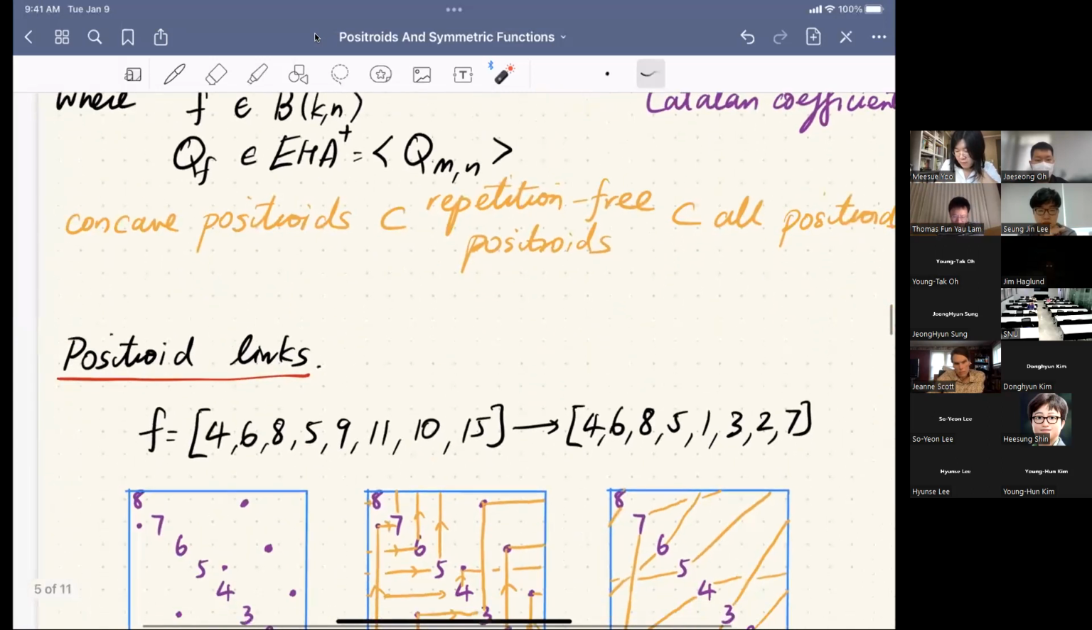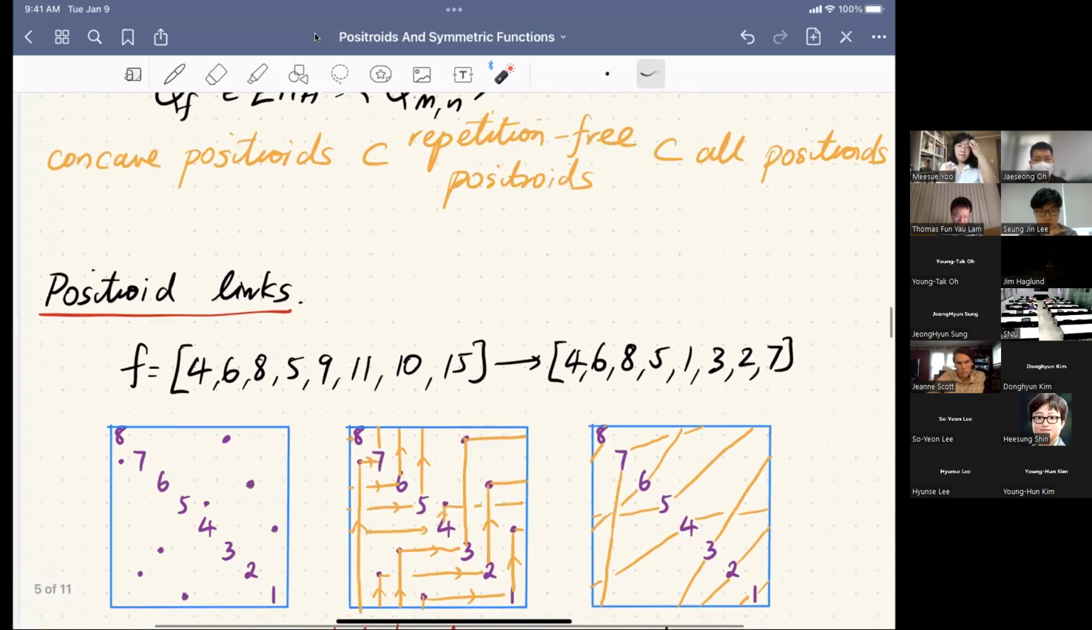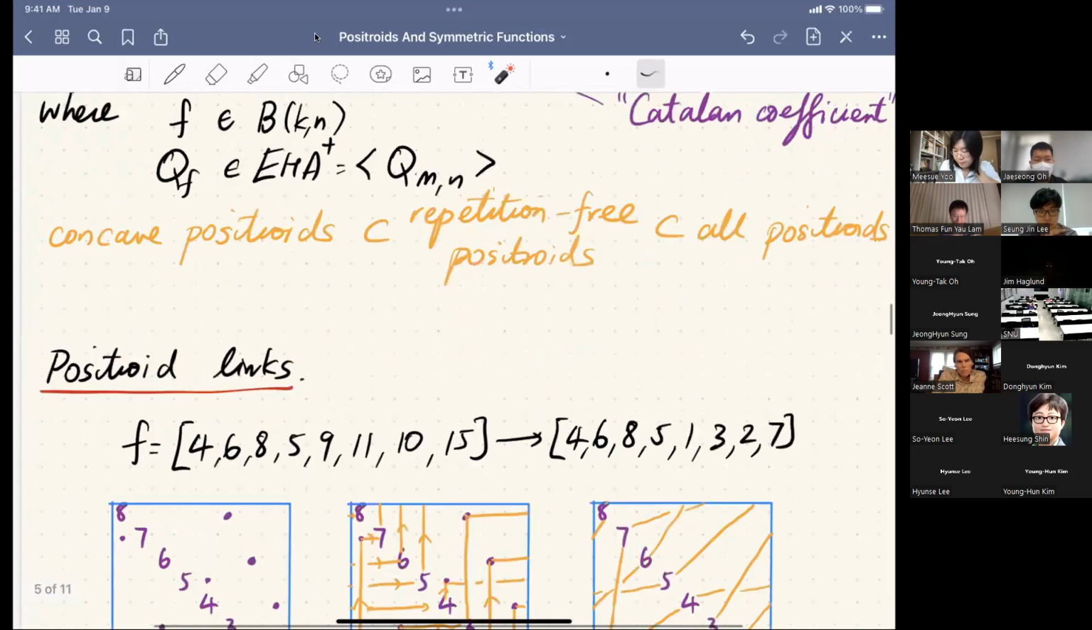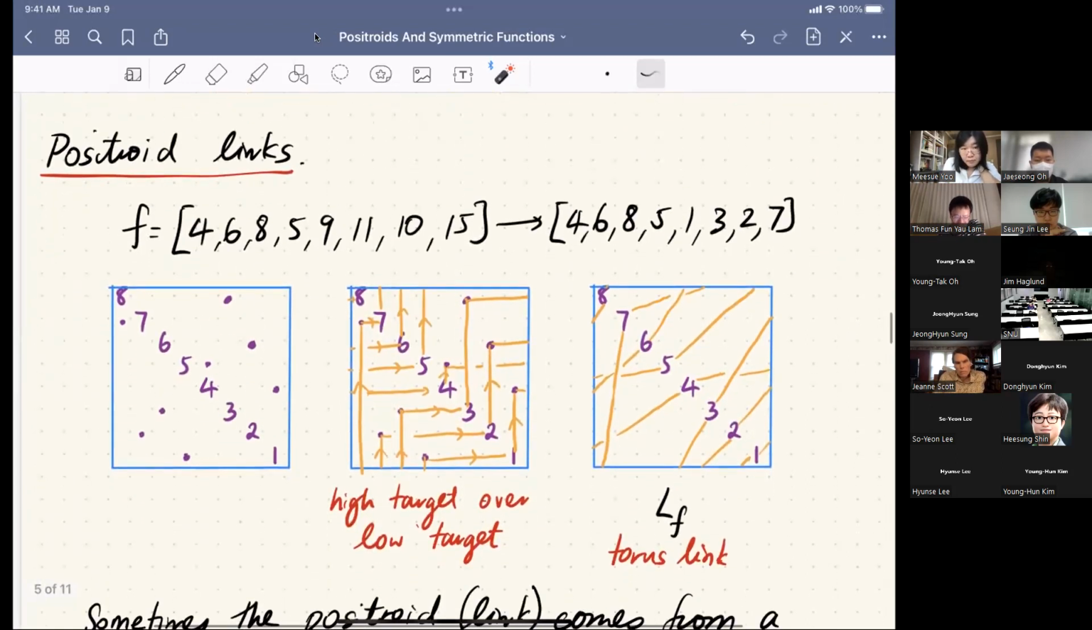So to give the definition, I have to introduce some knots and links associated to a positroid, and I'm going to do it by example. So remember that F is a bounded affine permutation. That's a bijection from integers to integers. And in this case, I'm going to take n equals 8.